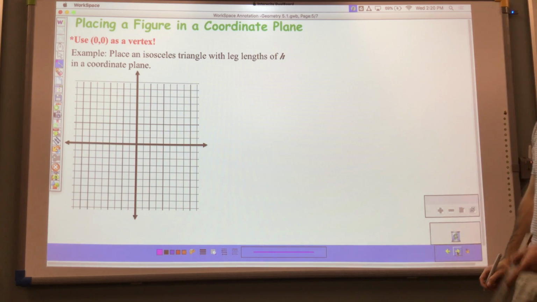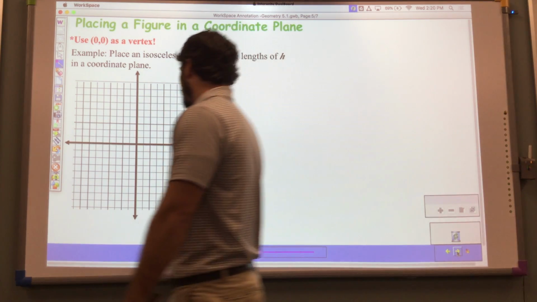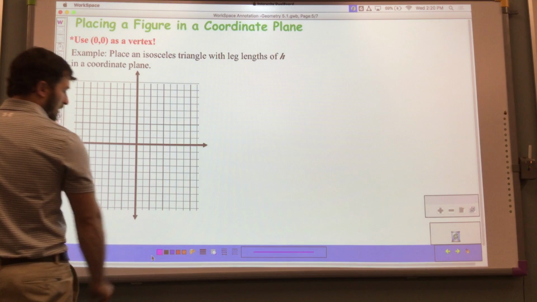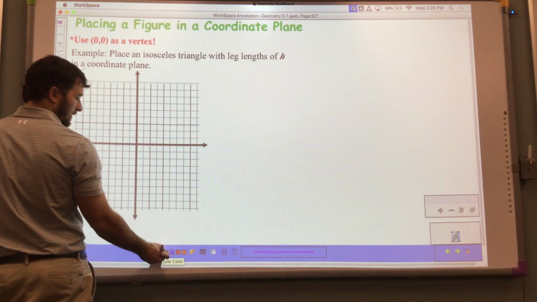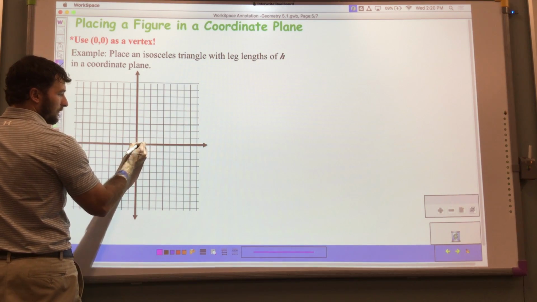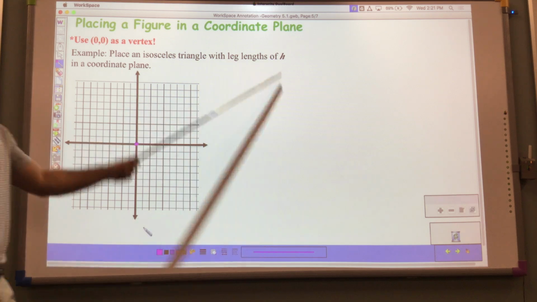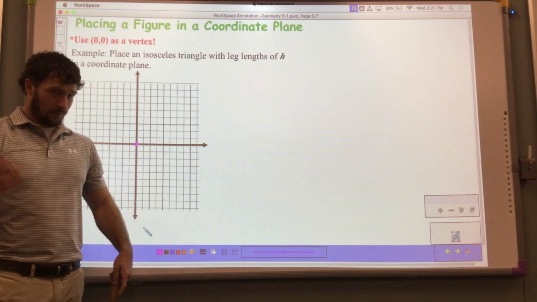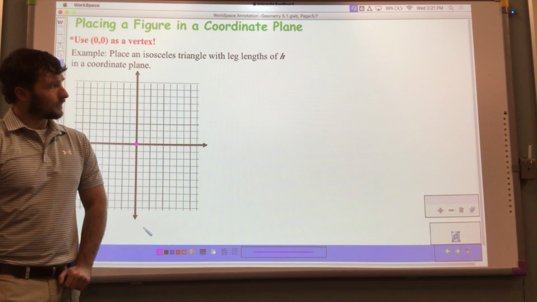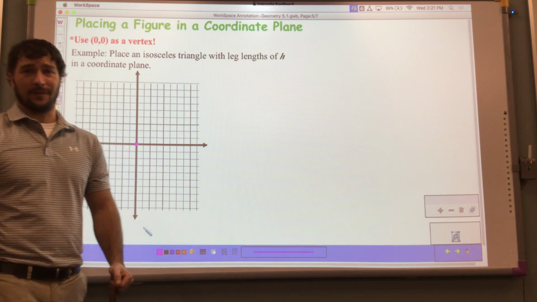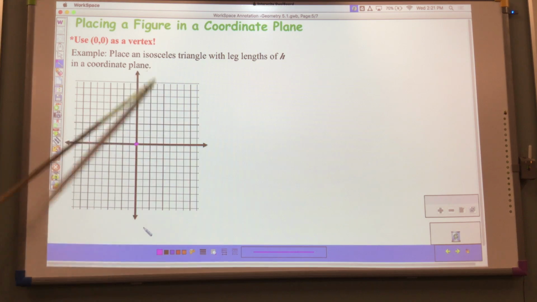It says, placing a figure in a coordinate plane, use 0, 0 as a vertex of your triangle. So you always want to make sure you have a point at 0, 0. So that's going to be a point of our triangle. Let's place an isosceles triangle with leg lengths of h in a coordinate plane. So h, that's not a number. It's a variable. We don't know how many. But we do know it's going to have 2 legs that are the same length because it's isosceles.